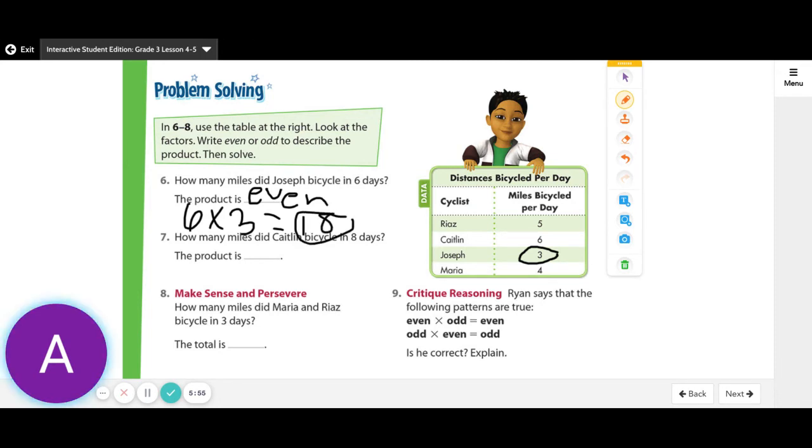How many miles did Caitlin bike in 8 days? We're doing 8 times. Now we're looking over at our chart. Caitlin has 6 per day. Even times even will give us an even product. 8 times 6 is 48.